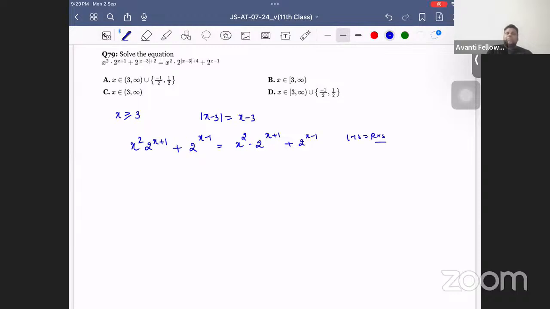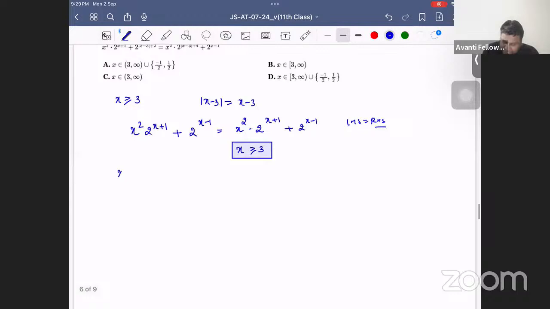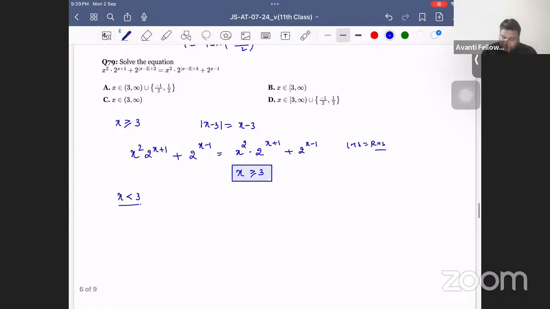That means every number in this set will be satisfying this inequality. So from there, I get a solution x is more than or equal to 3. Now, if x is less than 3, it will be x square 2 raised to the power x plus 1 plus twice of it will be 5 minus x, because mod of x minus 3 now will be 3 minus x, is equal to x square into 2 raised to the power 7 minus x plus 2 to the power x minus 1.